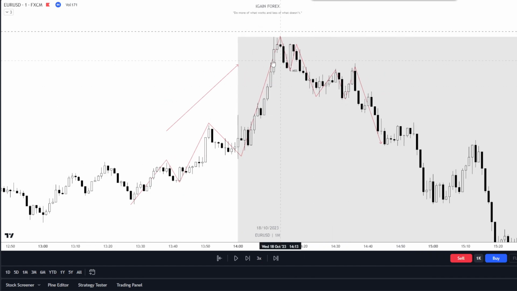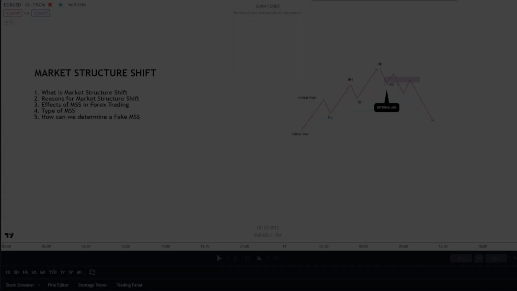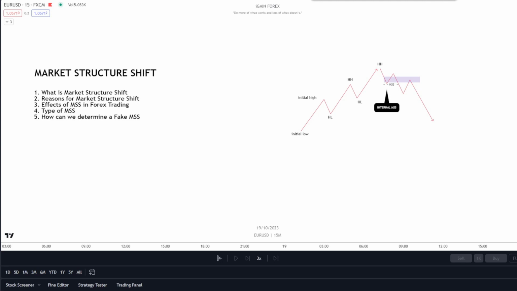Okay, guys. So let's go ahead and look for another number 5. Okay, so number 5. How can we determine a fake market structure shift? So for me, guys, we could not determine this fake market structure shift. However, we can increase the probability that this market structure shift will work on our bias.